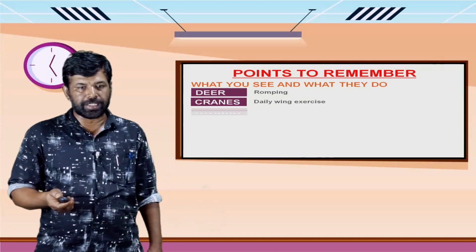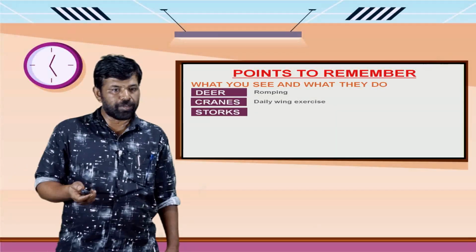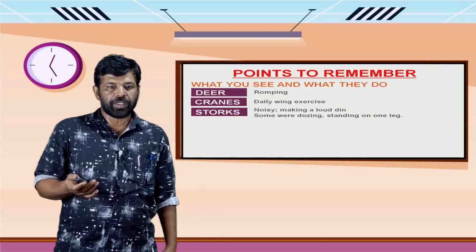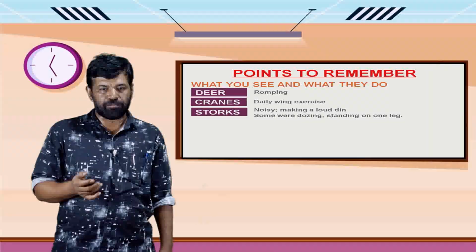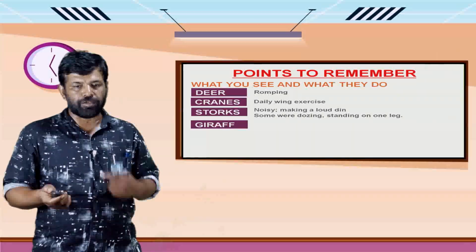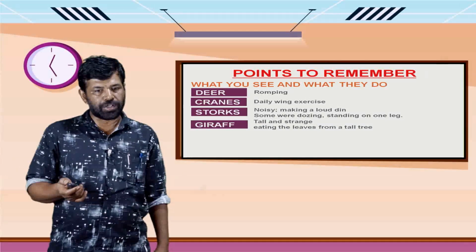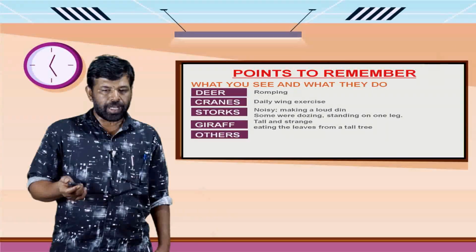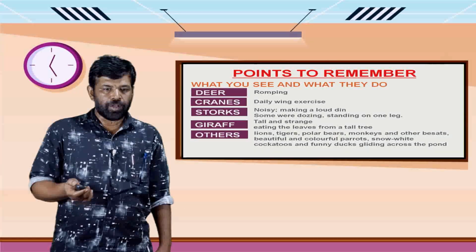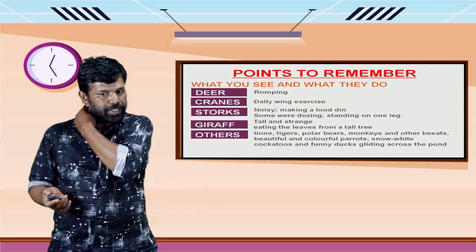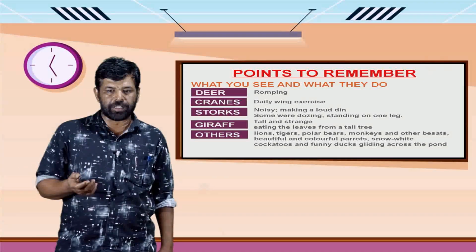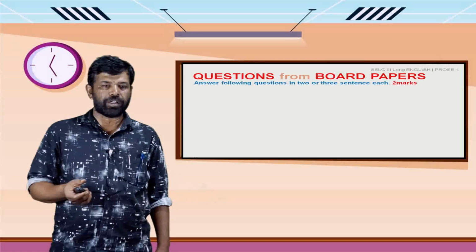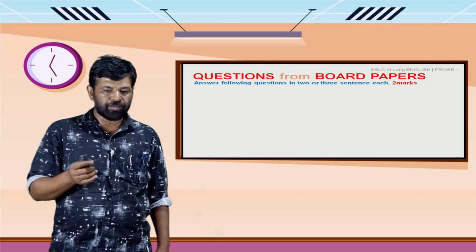And there come cranes, doing daily wing exercise, and storks. In case of storks, they were noisy, making a lot of loud din, and some were dozing, they were sleeping, standing on one leg, and seemed to fall any time. And giraffe, so they were very tall and strange, and they were eating leaves from the tall trees. And in other cases, there were lions, tigers, polar bears, monkeys, and other beasts, beautiful and colorful parrots, snow white cockatoos, and funny ducks gliding across the pond. These were the animals we can come across in the lesson.